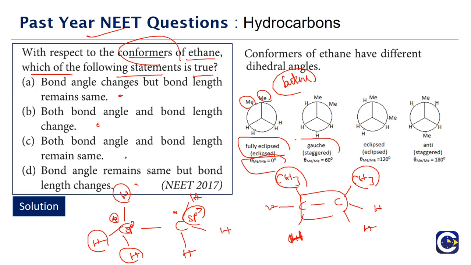Then we have staggered, and we have eclipsed, partially eclipsed, where a methyl will coincide with a hydrogen. Then we have anti. Anti means the methyl position of one carbon and the methyl position of the other carbon will be in exactly opposite orientation. This gives the different conformational isomers. The difference will be in terms of the dihedral angle, how the groups are oriented.